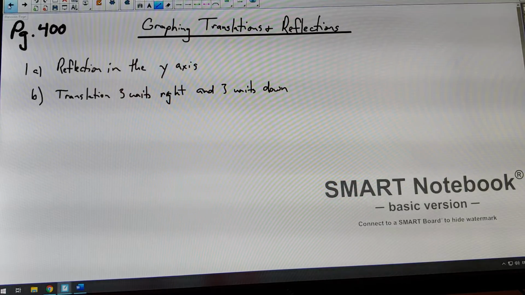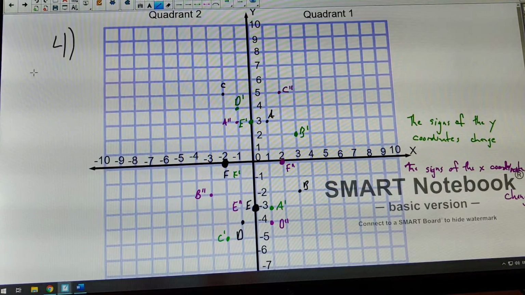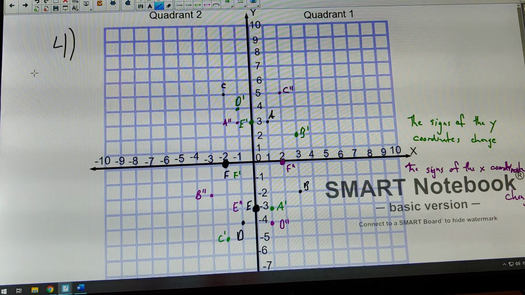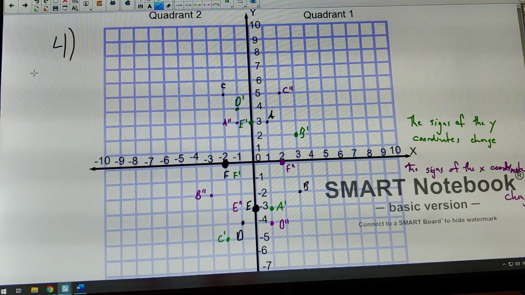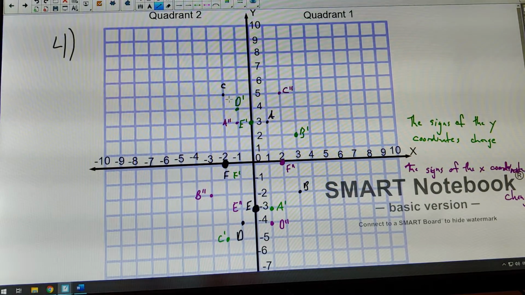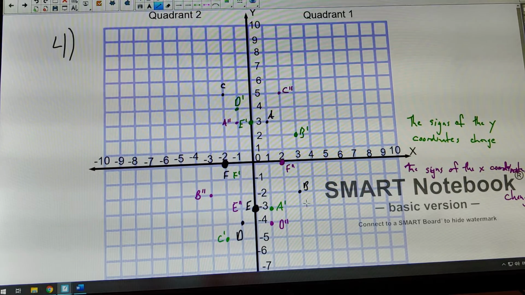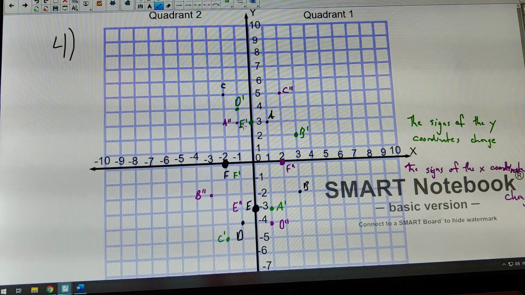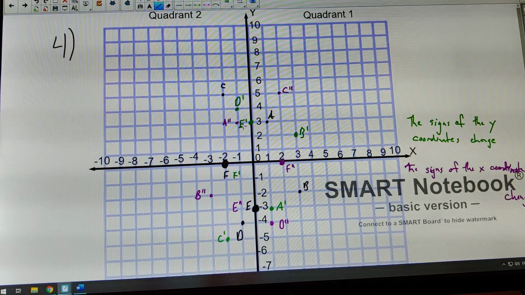Next we had number 4, which gave us a whole bunch of points. The first ones we're going to pay attention to in black are A, B, C, D, E, and F. They asked us to plot those. And then in A, they asked us to reflect those points in the x-axis.